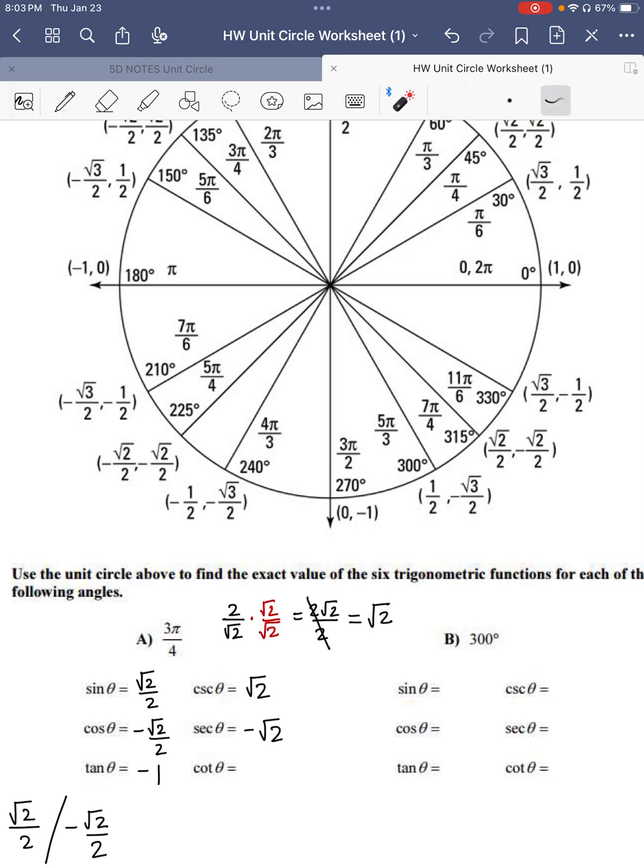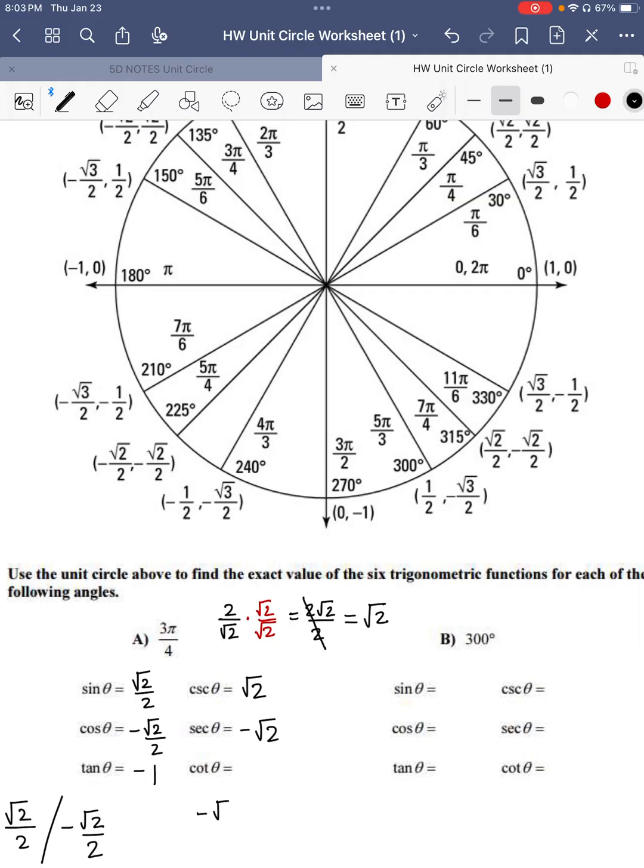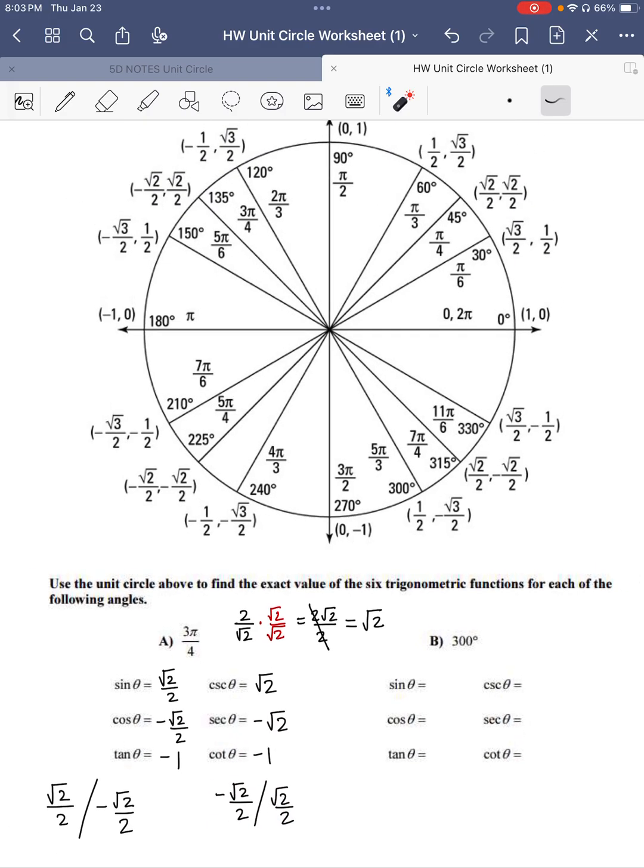Cotangent, if tangent's y over x, then cotangent's x over y. And same thing here, you're going to get negative 1. Remember that a number divided by itself is 1. So this is like doing negative 5 divided by 5 would give you negative 1. It's that same concept. So that was with looking at our unit circle.